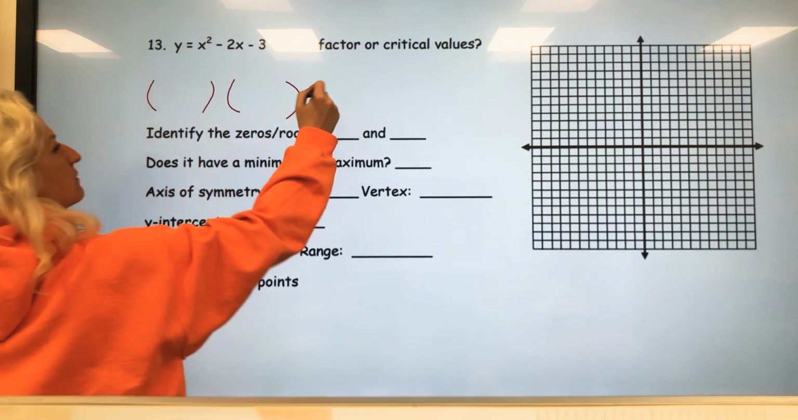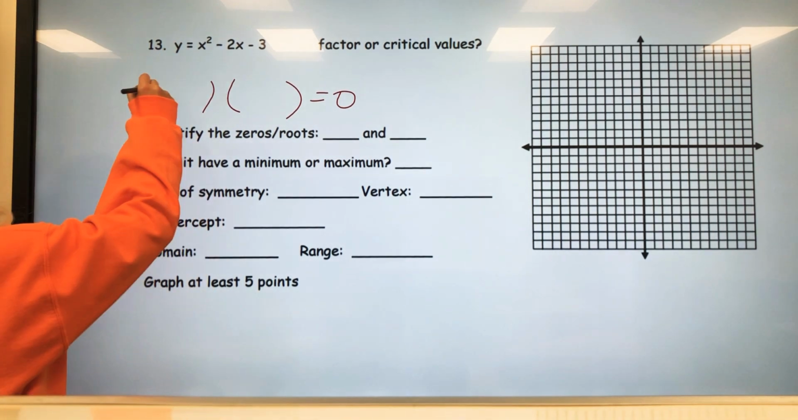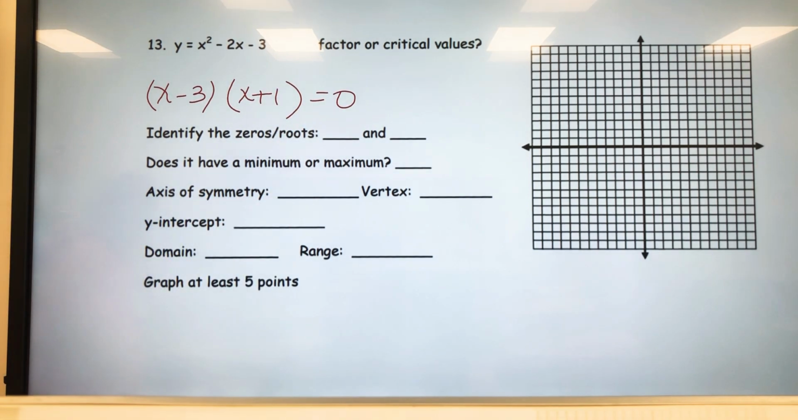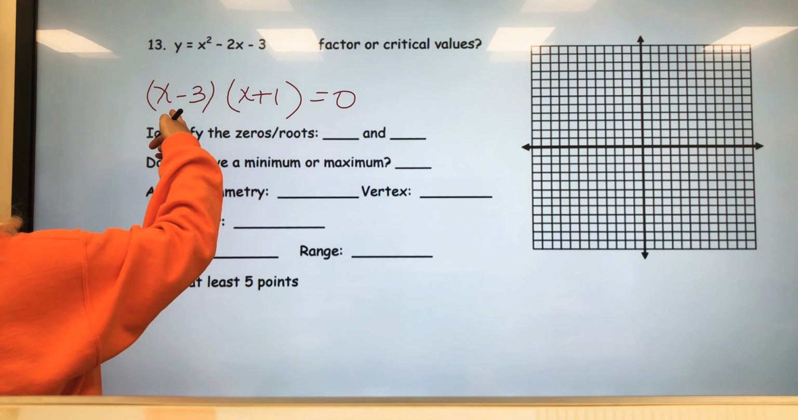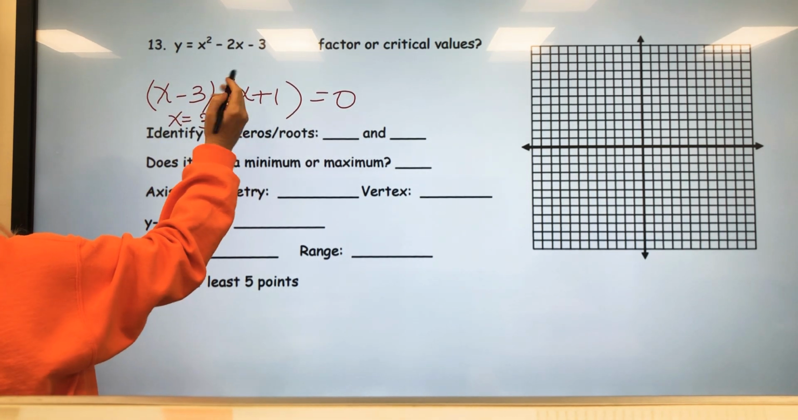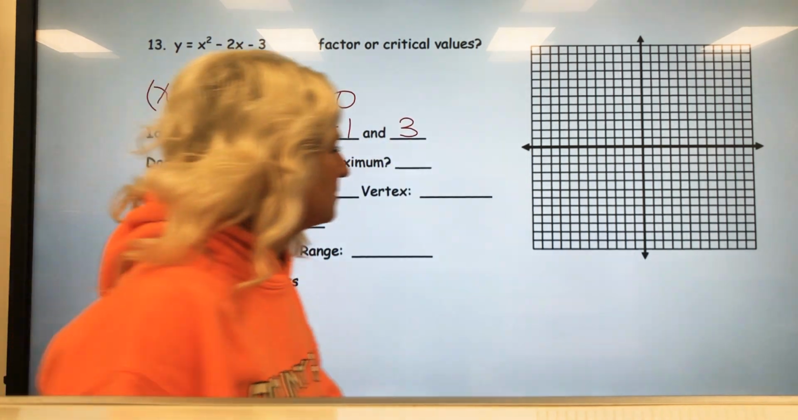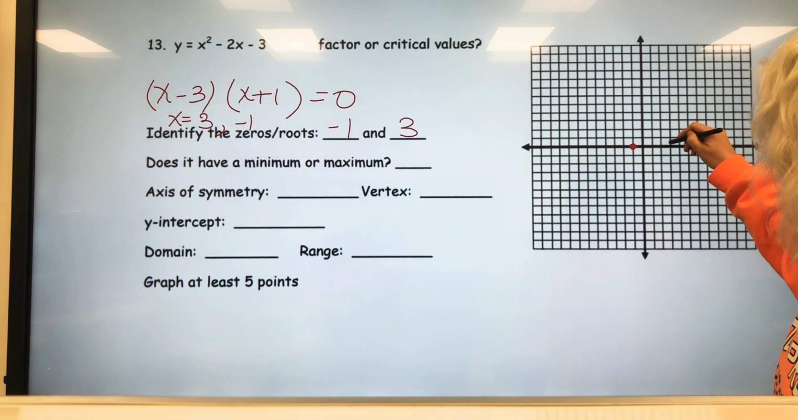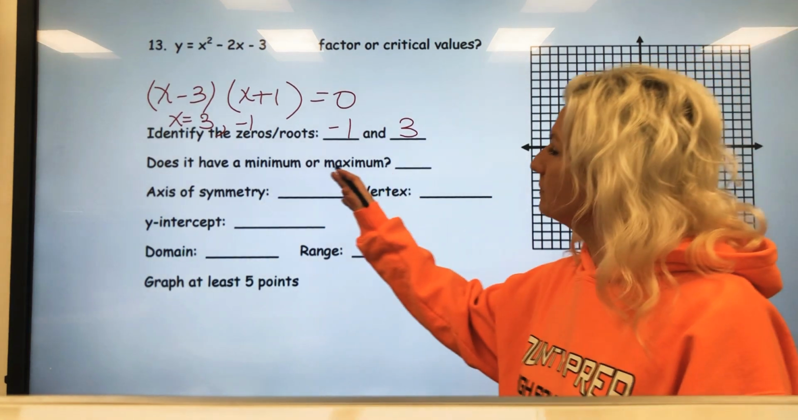My zeros: if this were equal to 0, I could factor this. Factors of 3 that will give you the negative 2 there. So you get x minus 3, x plus 1. That works, yes? So what do we have? If I set each piece equal to 0, you get a positive 3 and a negative 1. So when x is negative 1 and when x is positive 3, those are your zeros.